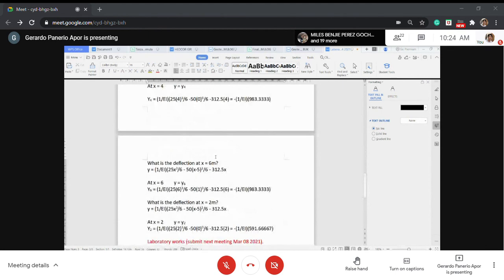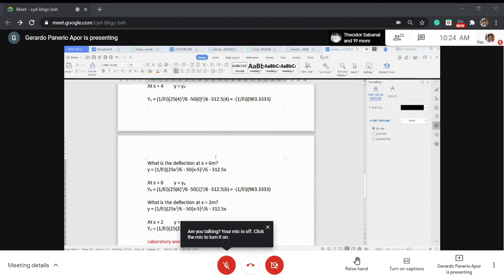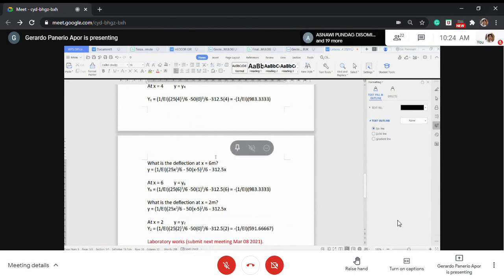So class, that's all for our topic, this laboratory session this morning. It's a lot of computation because laboratory is a lot of calculation. If you are analyzing structure, you cannot get rid of calculation. Even if you are using a computer program, you have to understand how the structure will behave, so that you can use the program. Do not accept the answer right away without analyzing the result.